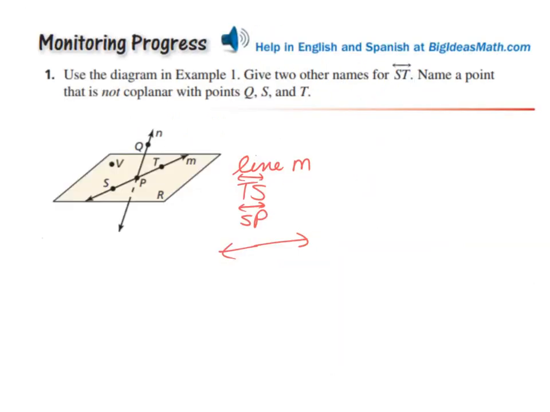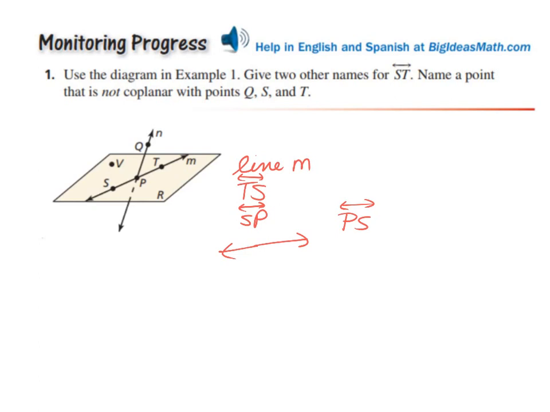I'm gonna pause. So you can name it SP. What's another way you can name it? Any other ways? PS, right. You know that it's going to go forever in either direction, so you could name it PS as well. Questions on naming that line? You just need 2 points on the line to name it.